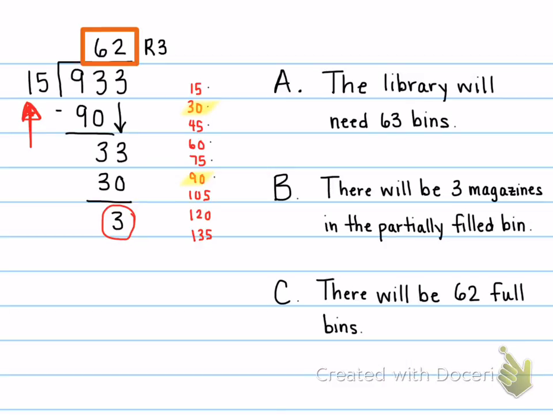So it's a matter of making sure you understand what you're dividing and what the answer represents. If you have 933 total magazines, and you're putting them into groups of 15, you have 62 full groups with 3 individual magazines left over. You just have to make sure you understand what you're dividing and what the answer is. And then make sure you're answering the correct question. You won't get all 3 of these in a problem. You'll get one of them and need to know which one you're trying to answer. Okay? Now it's time to practice.